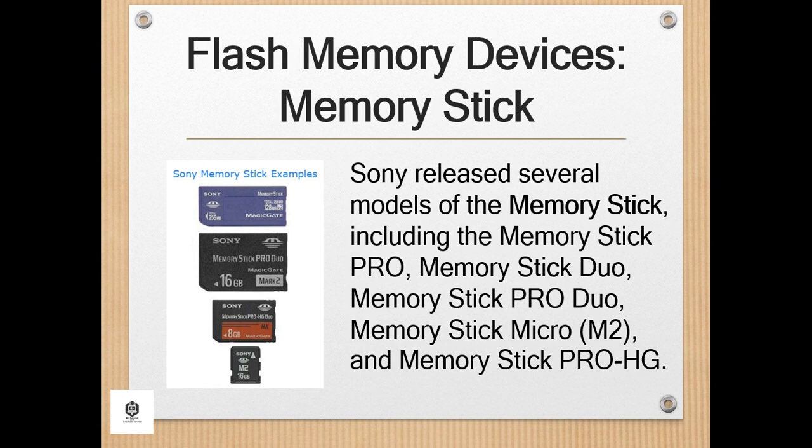The capacity of Memory Sticks range in size from 4 MB to 256 GB with a theoretical maximum capacity of 2 TB. Today, Sony digital cameras use SD and SDHC memory cards, and with no new cards being released since 2010, the Sony Memory Stick will most likely be discontinued. The picture shows some examples of the different types of Sony Memory Sticks.